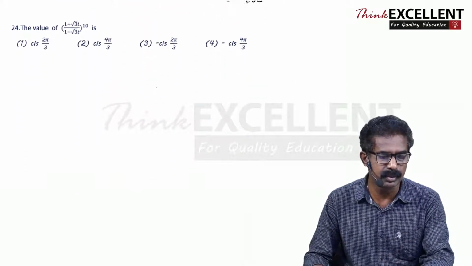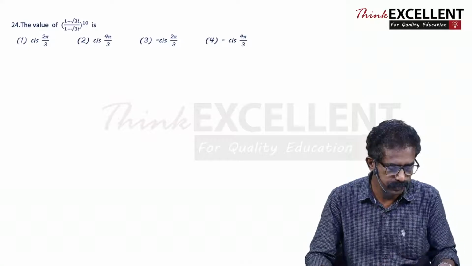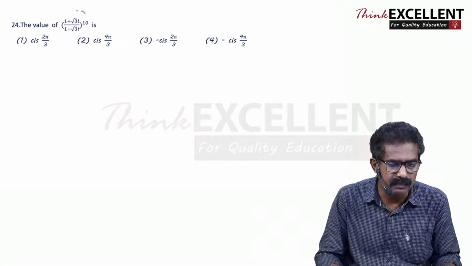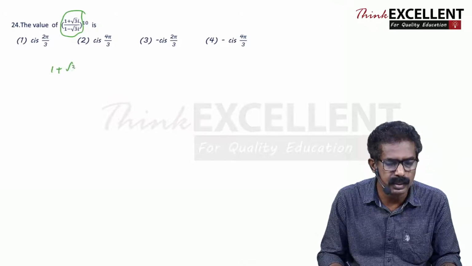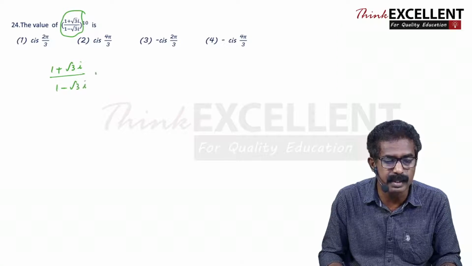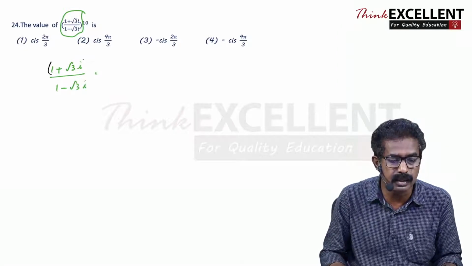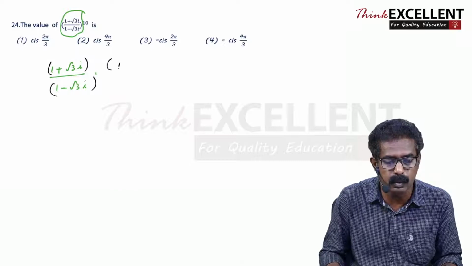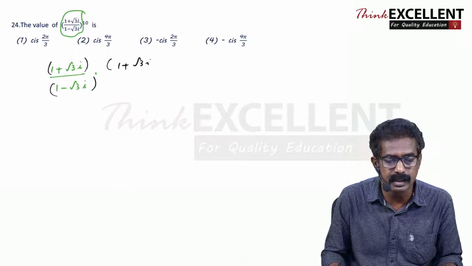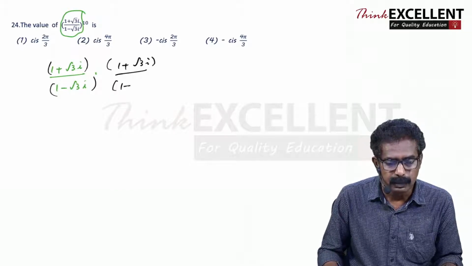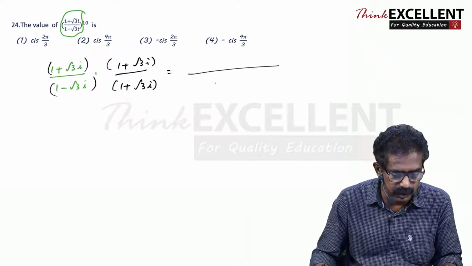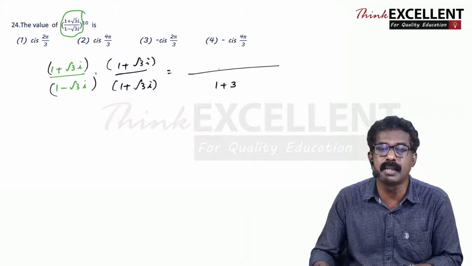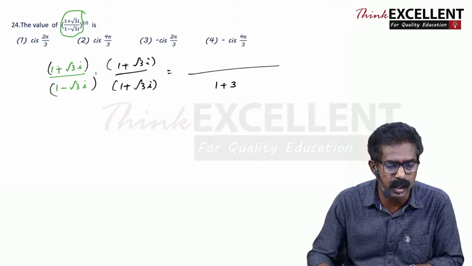Now listen, sum number 24, you see, raised to 10. First we try to simplify this part, 1 plus root 3i by 1 minus root 3i. To simplify, you multiply numerator and denominator by the conjugate of the denominator. So multiply by 1 plus root 3i by 1 plus root 3i. In the denominator you will get a square plus b square, that is 1 plus 3.